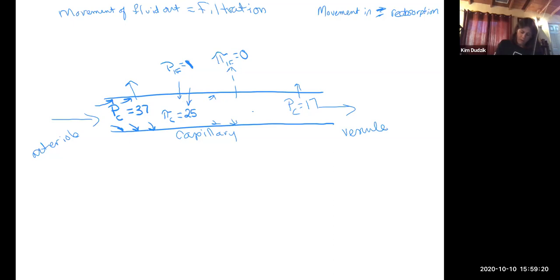But what about the colloid osmotic pressure in the capillary? Or I guess the slide was using P, because it's the colloid osmotic pressure of the plasma. So I'll change that to P, right? That doesn't change, because it's caused by the plasma proteins. They don't leave, so this stays the same.